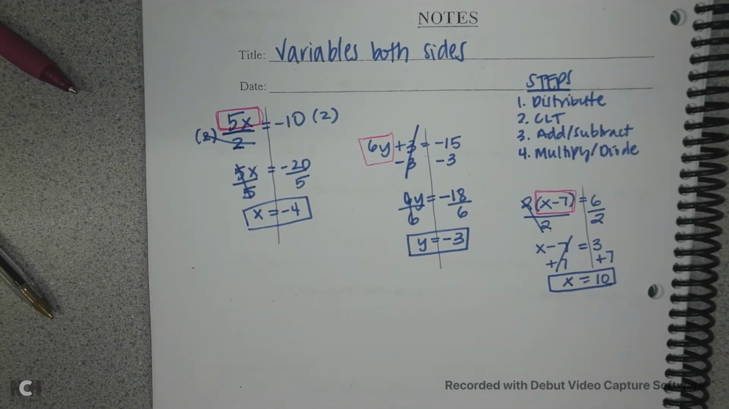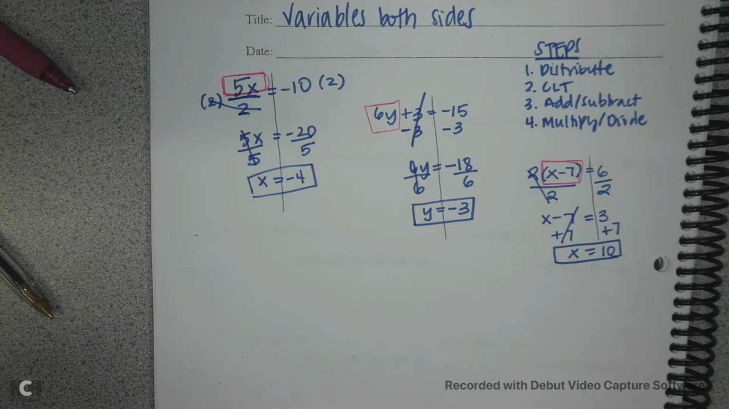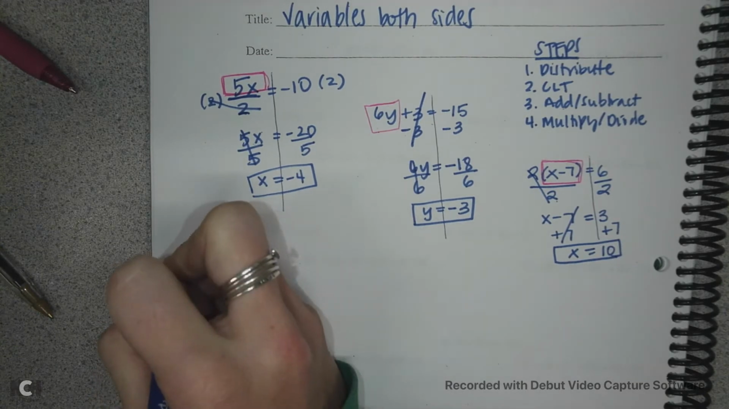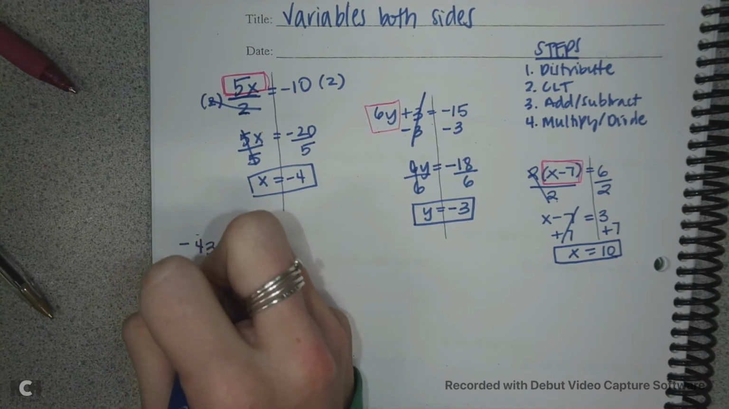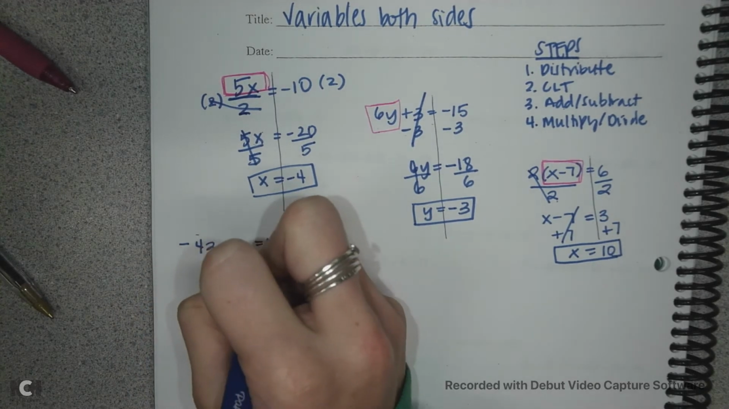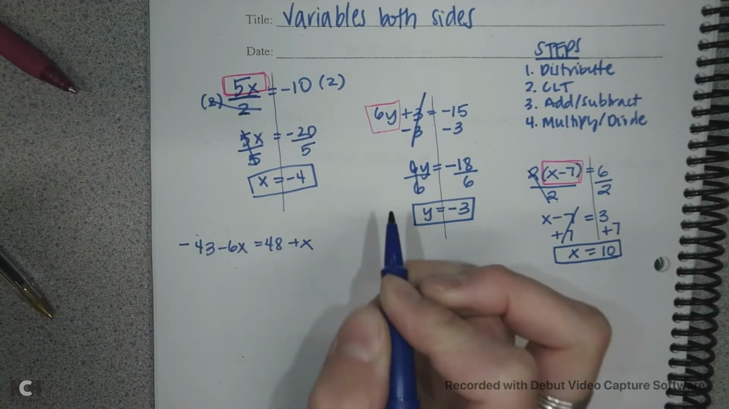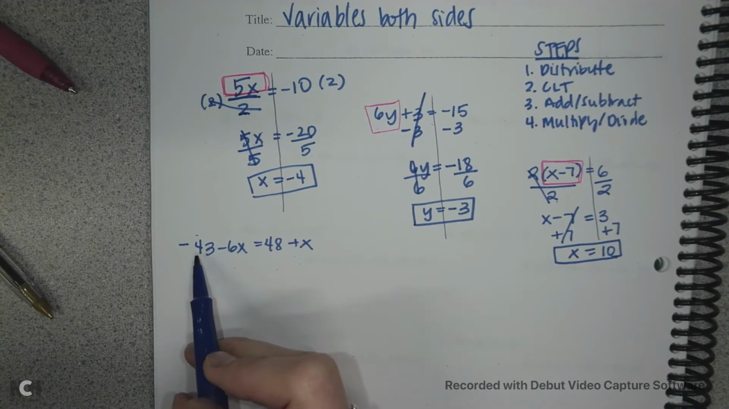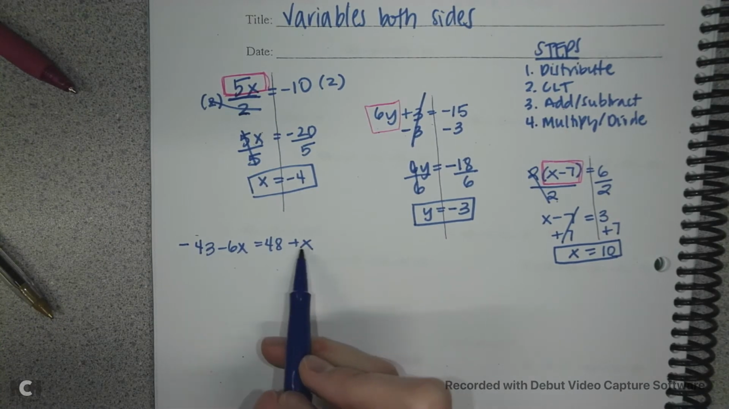These are some review problems, just to kind of get you in the swing of things. And you have some on your assignment today too, which is why I wanted to go over them. Here is a brand new problem. Negative 43 minus 6x equals 48 plus x. Notice that I have a variable and a number on one side and a variable and a number on the other side.